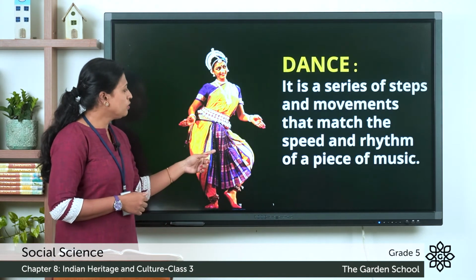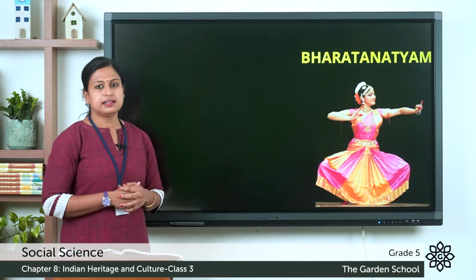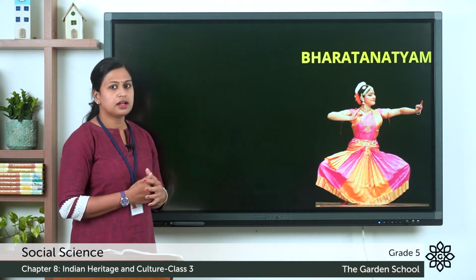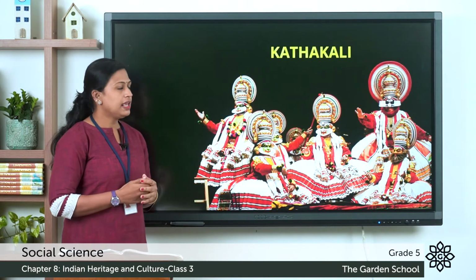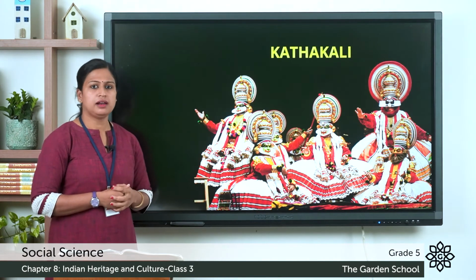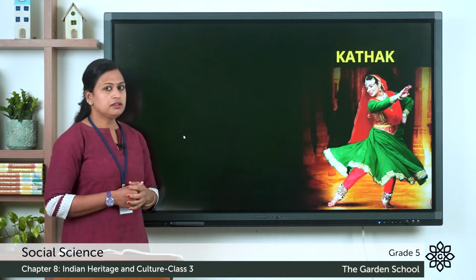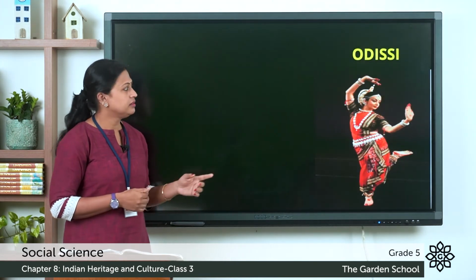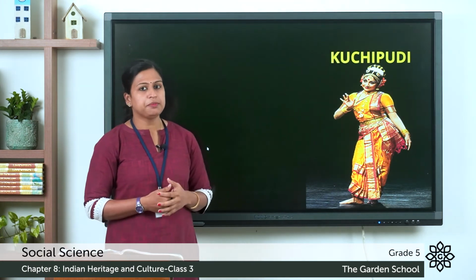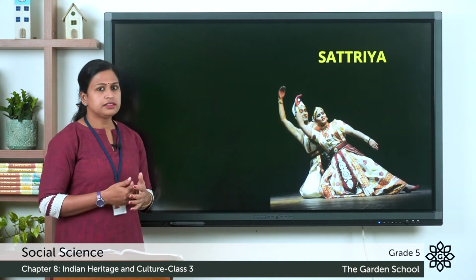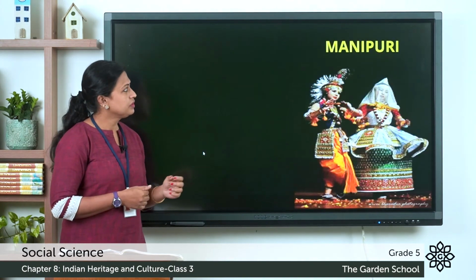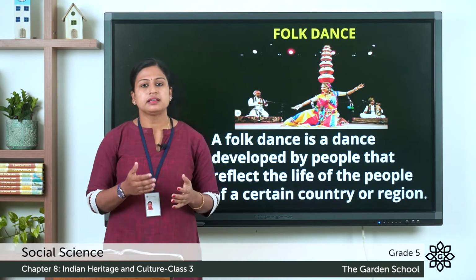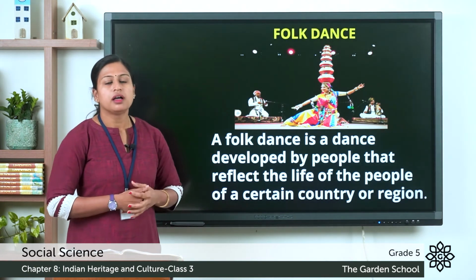Now, let's see those 7 styles of classical dance. The first one is Bharatnatyam from Tamil Nadu and Karnataka state. Next, we have Kathakali from Kerala state, Kathak from Uttar Pradesh, Odissi from Odisha, Kuchipudi from Andhra Pradesh, Sattriya from Assam, and Manipuri from Manipur. So, these are the 7 classical dance styles of our country.